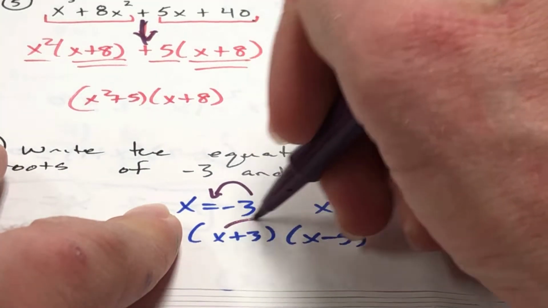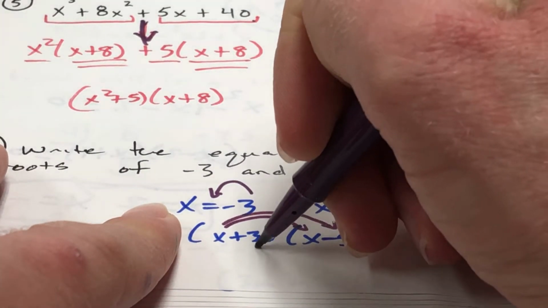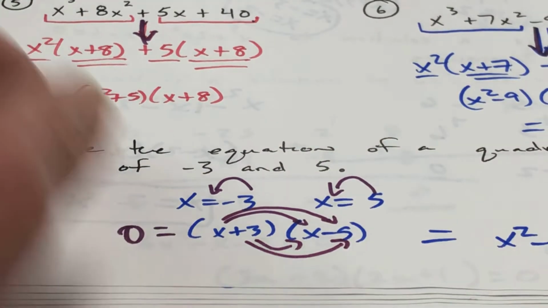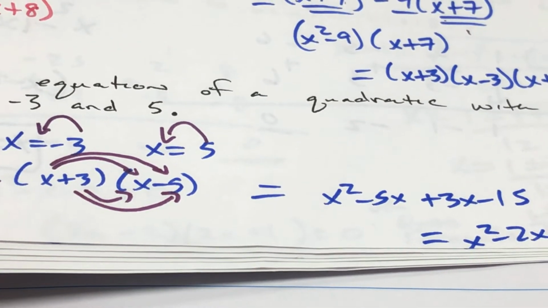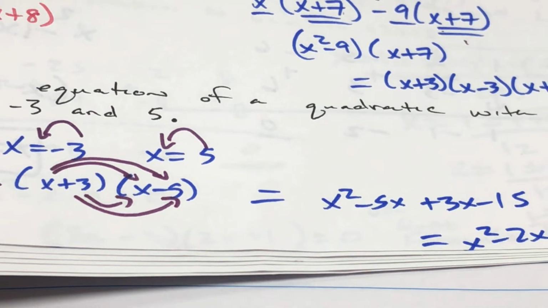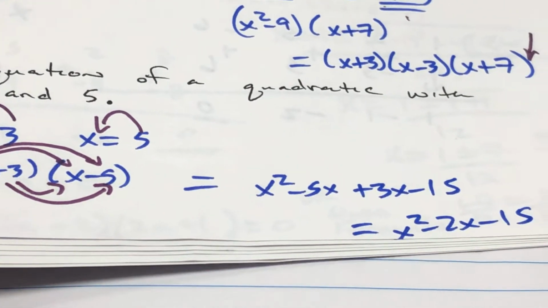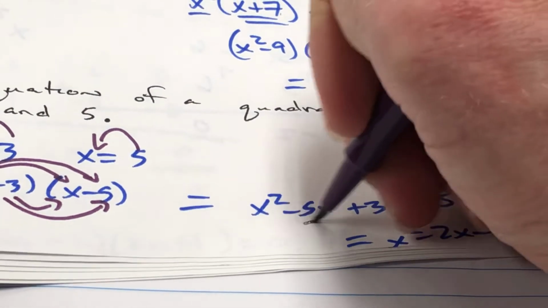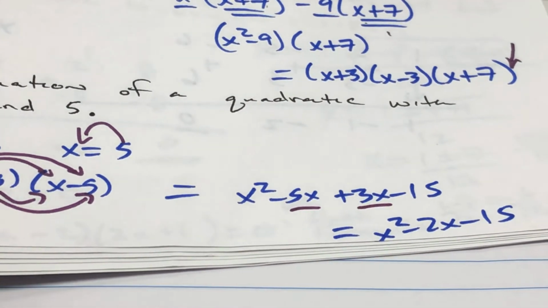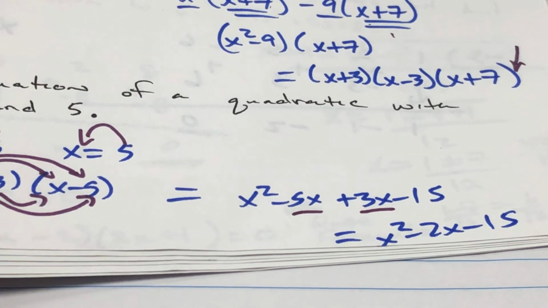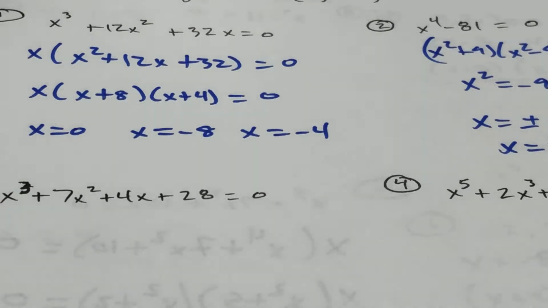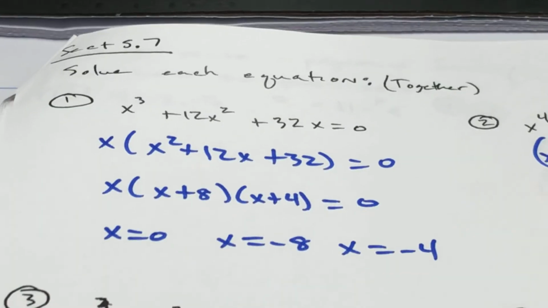And we can just go first, outer, inner, last. Again, the arrows mean multiplication. x times x is x squared. x times a negative 5 is negative 5x. 3 times x is 3x. 3 times a negative 5 is a negative 15. Combine like terms to get x squared minus 2x minus 15. That is all of the work there on page 9 we'll talk about in this video.